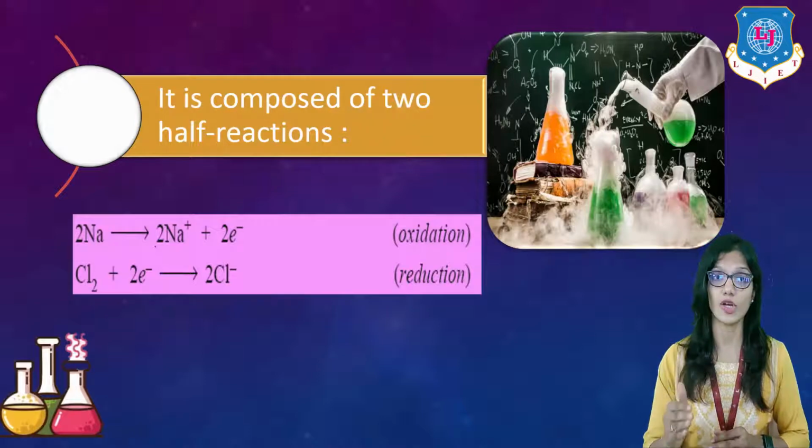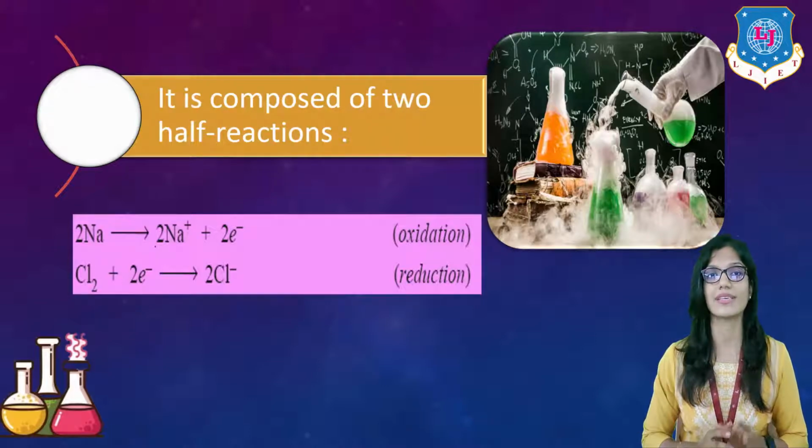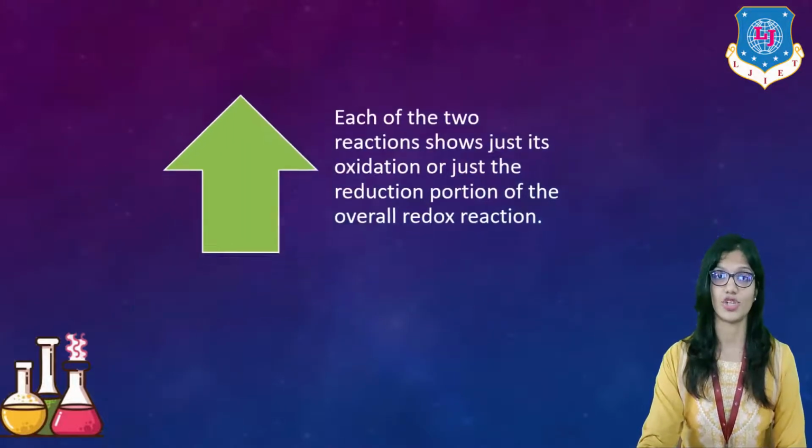Gain of electrons is known as reduction. One is oxidation, another one is reduction. Both of them combine with each other and they form the redox reaction.